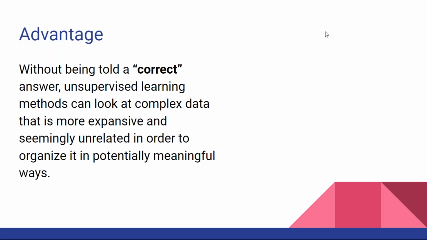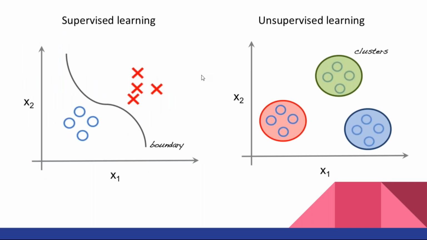So unsupervised learning method can look at complex data that is more expansive and seemingly unrelatable in order to organize in potentially meaningful way. तो supervised learning के case में we create such kind of boundaries जिसकी help से we divide them into different categories. Yes no की category, disease है नहीं है, cat and dog की category या what not. यहाँ पे we divide them into multiple clusters. यहाँ पे हमें correct answer पता है, यहाँ पे हमें correct answer नहीं पता. We don't really know the correct answer.